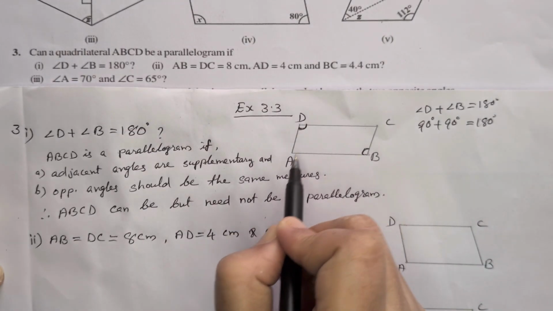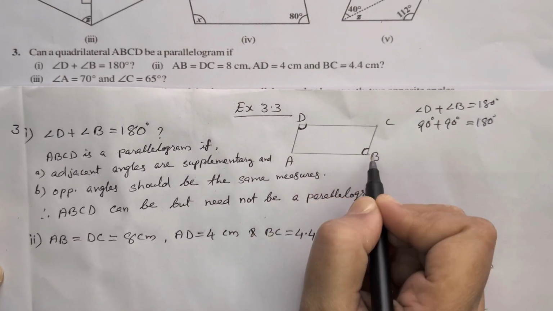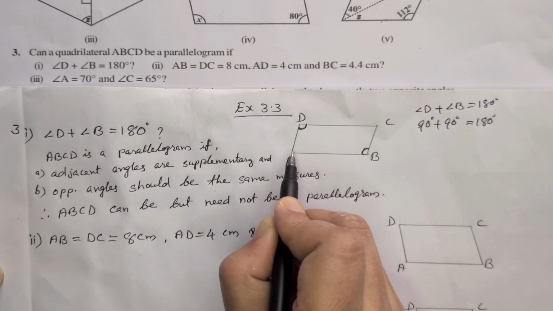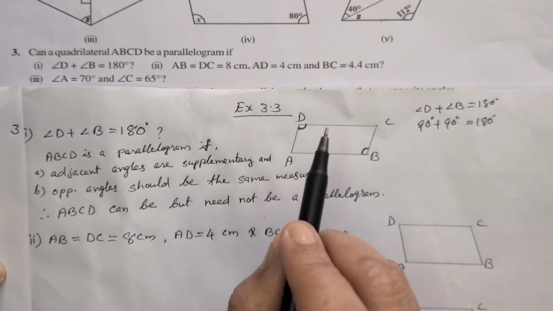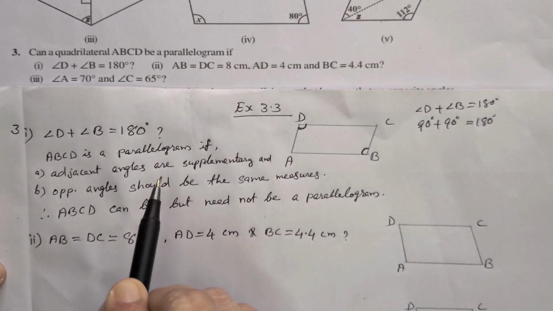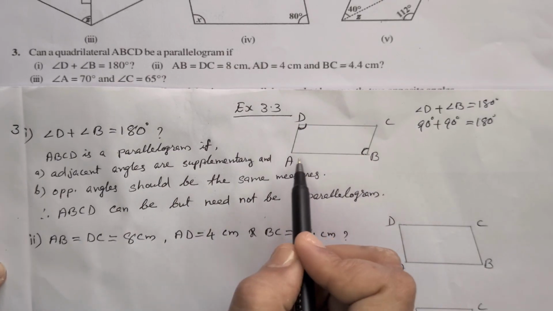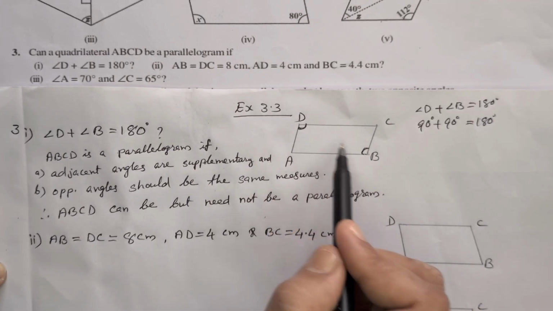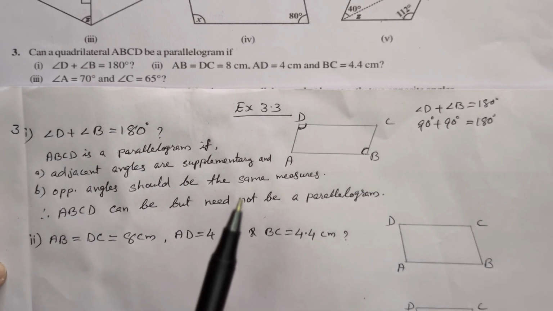To make this a parallelogram, again adjacent angles are supposed to be supplementary. So that condition also has to be satisfied, then only we can say this is a parallelogram. So we can write ABCD is a parallelogram if it is following these two conditions. Adjacent angles are supplementary, and opposite angles should be the same measure. Then only it will become a parallelogram.